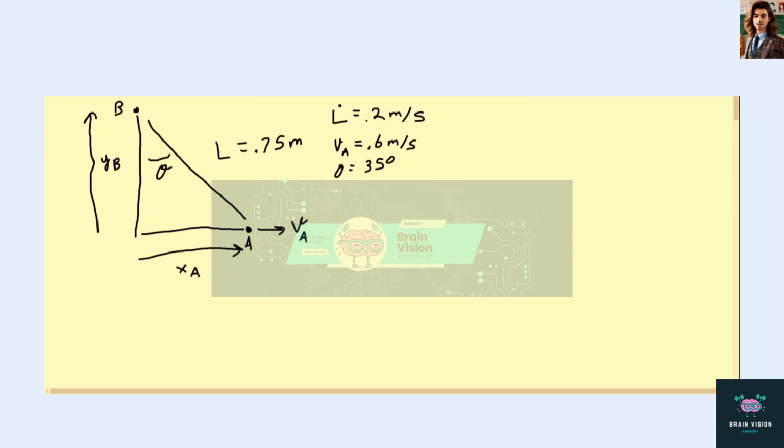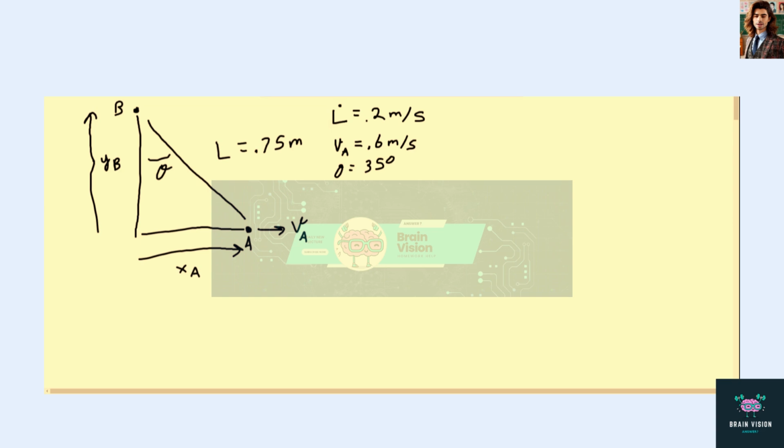Here we have a triangle with a piston between two points. Point A and point B have to follow certain tracks, a vertical track for B, horizontal track for A. We have initial positions and initial length of the piston here, such that the piston is 0.75 meters long, but it's increasing at a rate of 0.2 meters per second.